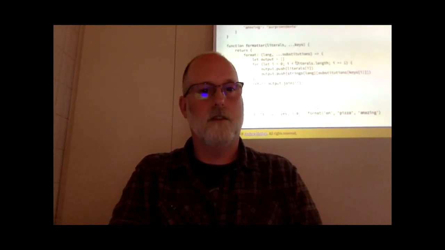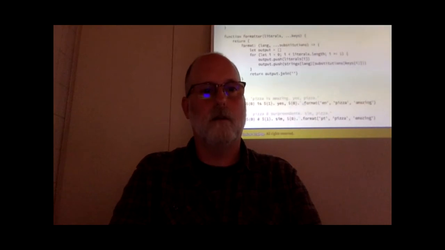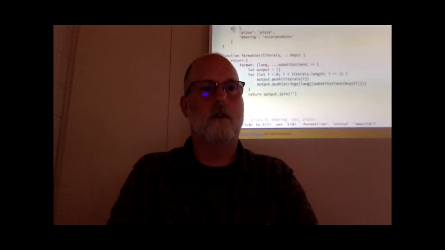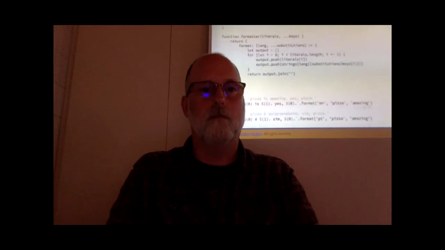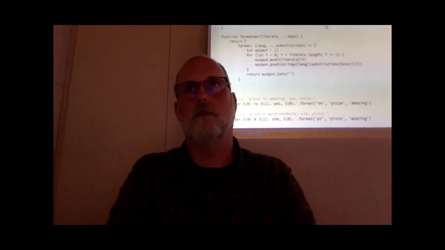And this is all the same, except the only thing we're doing here is instead of directly looking up the substitution, we're going to use that as a key against our strings object. And so now we can tell it the language that we want to use so that we know which key to use, right? And then it takes these as keys instead of little strings that we're just going to insert, and it looks up the translations for those.